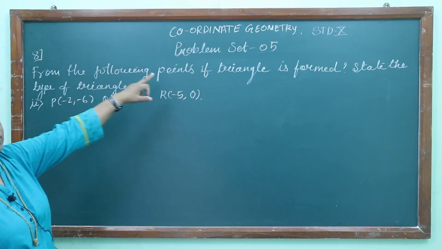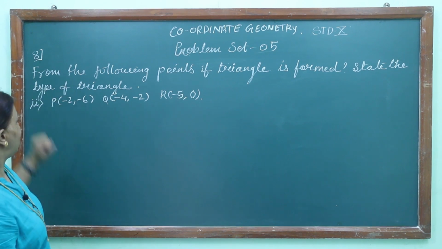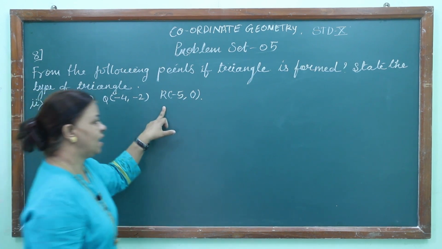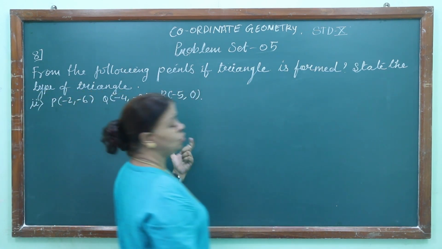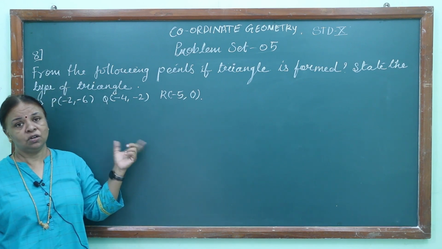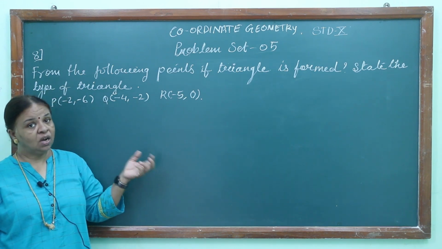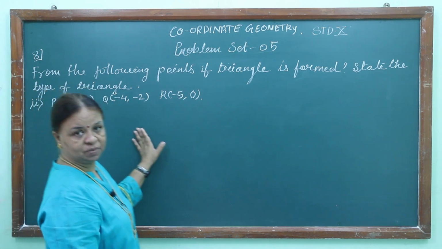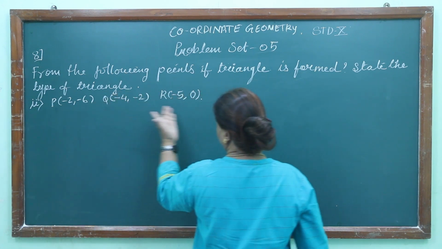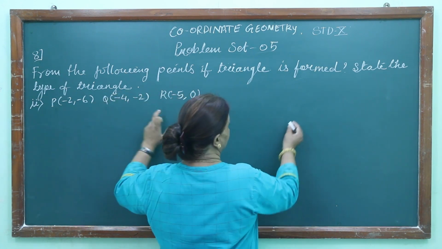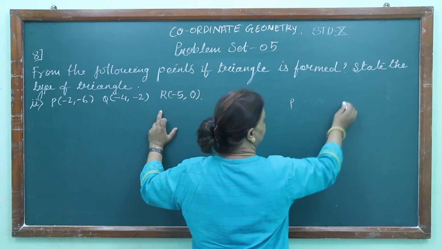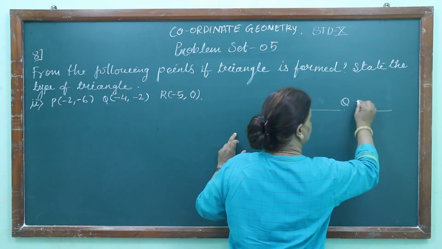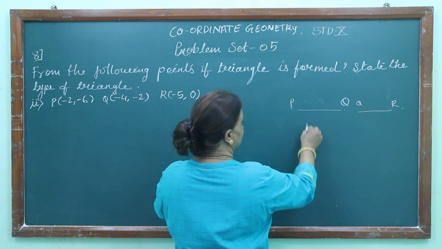Question number 8 from problem set 5, children. We have got 3 coordinates, that is P, Q and R, and we want to see whether a triangle is formed or not, and if the triangle is formed, what kind of triangle is formed. In the previous sum also I have explained this. Let us have a discussion of this. Suppose I find the PQ length, then I have to find QR, and then I have to find PR.